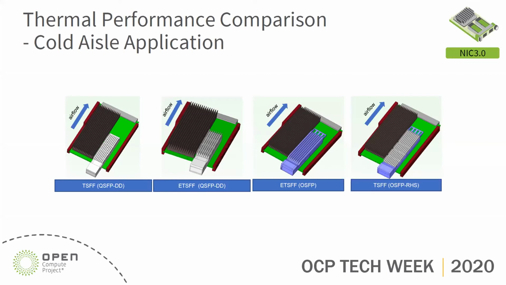With different height definitions, we are able to design different heatsink heights on the top of the cage, except for the OSFP typical, which has an integrated heatsink on the top of the cage. The rest of the cases will have metal to metal contact between the base of the heatsink and the top of the cage. So that will impact the thermal performance. Next slide, please.